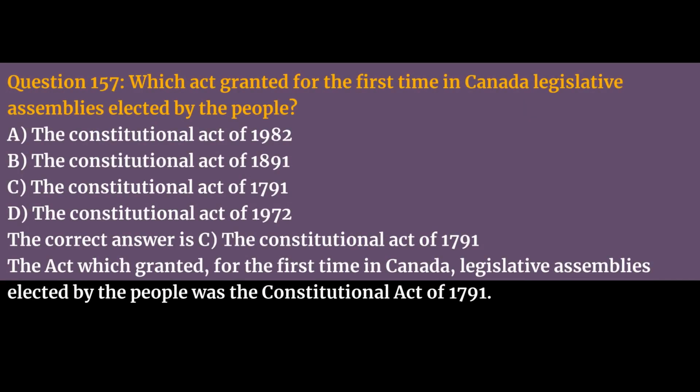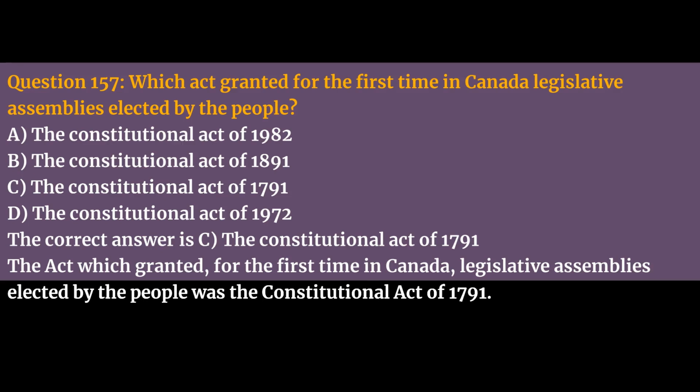Question 157. Which act granted for the first time in Canada legislative assemblies elected by the people? A. The Constitutional Act of 1982. B. The Constitutional Act of 1891. C. The Constitutional Act of 1791. D.